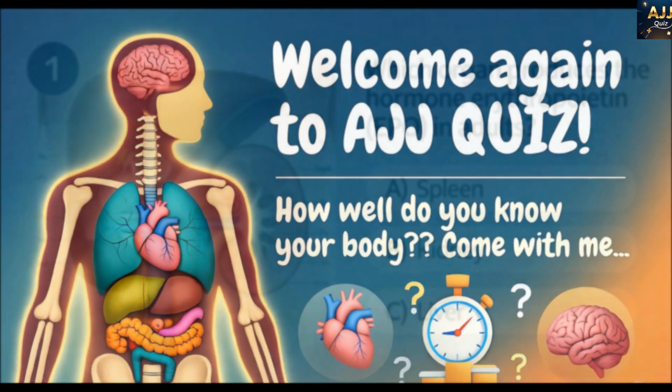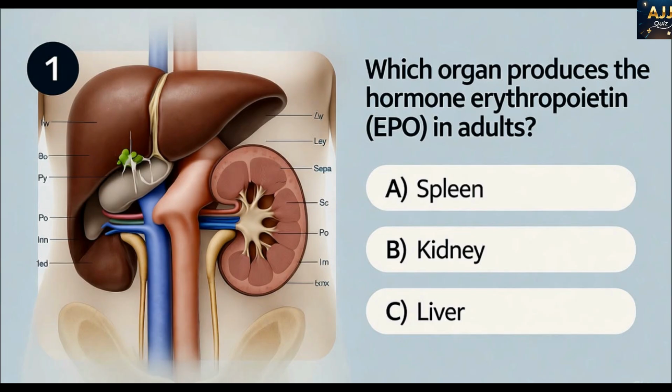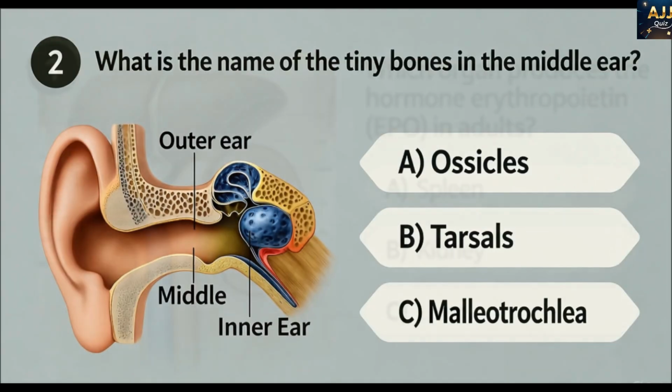Let's dive into the first question. Which organ produces the hormone EPO in adults? The correct answer is B, kidney. What is the name of the tiny bone in the middle ear? The correct answer is occiput.